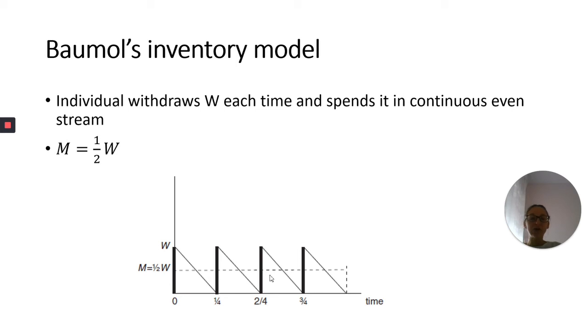On average, as withdrawing means cashing the money or having cash, we can say that on average per month, each day a person has an amount of money which is equal to half of the amount withdrawn.